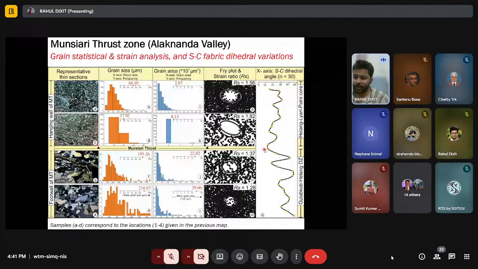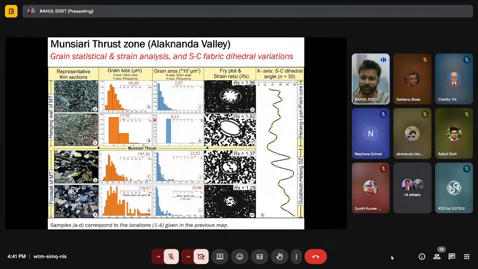So basically the rocks from the hanging wall of the Munshari thrust represent the Munshari core, and the footwall rocks represent the damage zone.